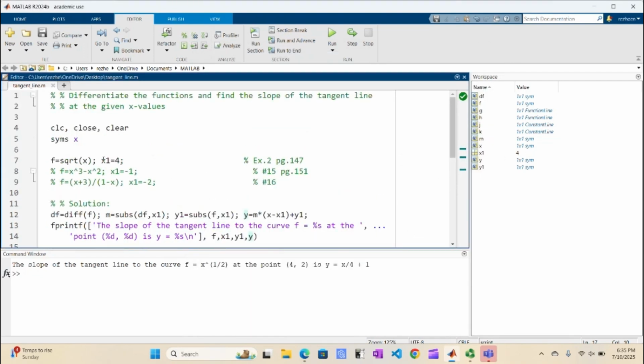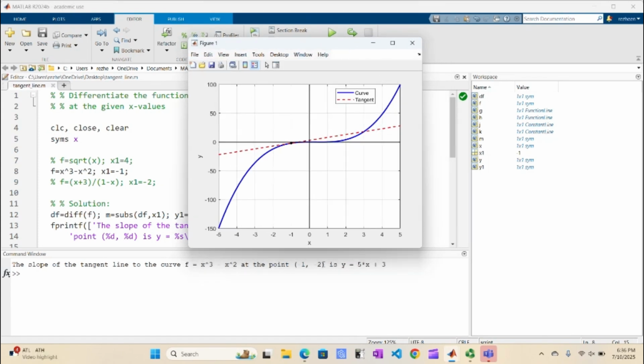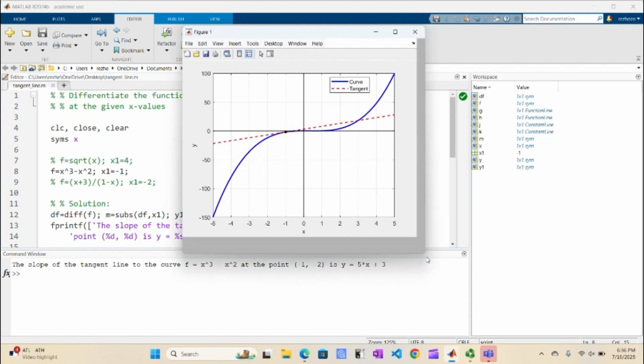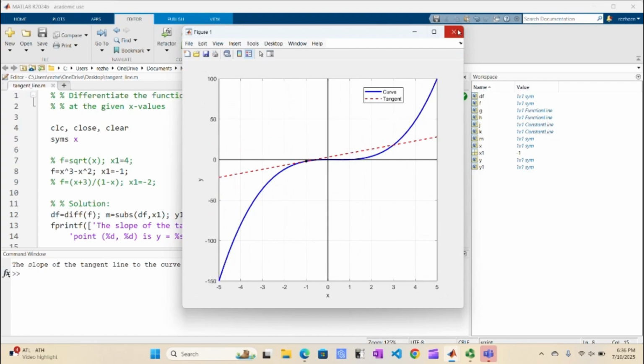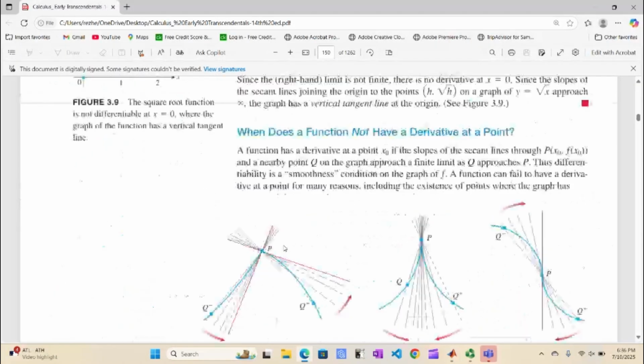So I can now go look at the other problems. Let me comment this, uncomment this one, and see what we get if we run it. So this is problem 15 of our book. This is the answer, the graph for it, and it also gives us the tangent line. The slope of the tangent line at that point is y equals 5x plus 3. Okay, so we can make this bigger if we'd like. And this is problem number 15, I believe, here.